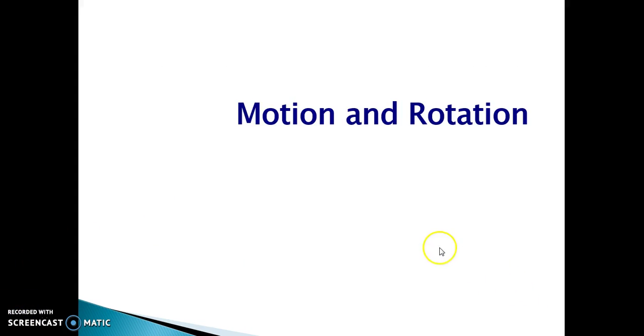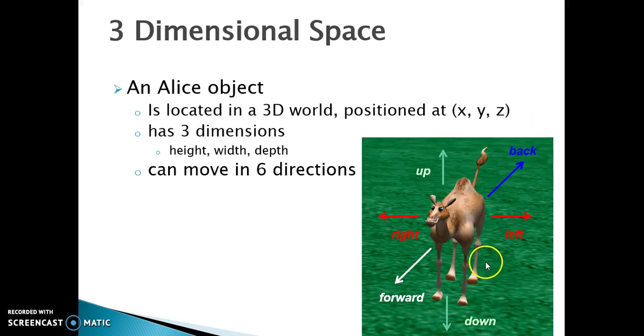Okay, now we're going to talk about motion and rotation. So what's really cool is that an object, doesn't matter what it is, comes with what we call 6 degrees of orientation, because it can move in 6 directions. Those directions are up and down, right and left, and forward and backwards. Okay, so those are 6 different ways they can move, and we can obviously work with multiple ones in combination.